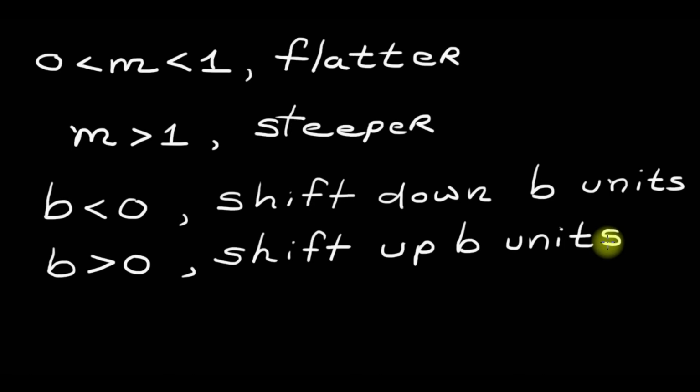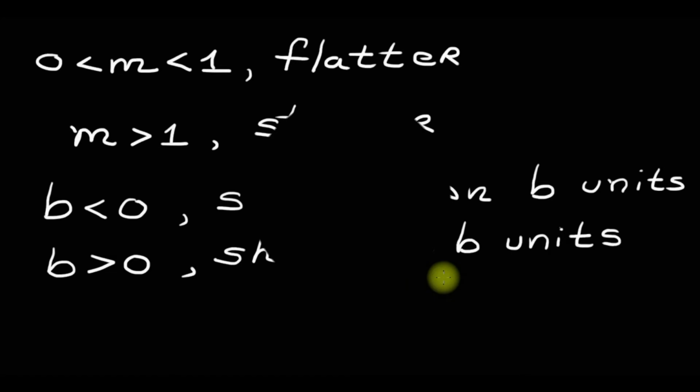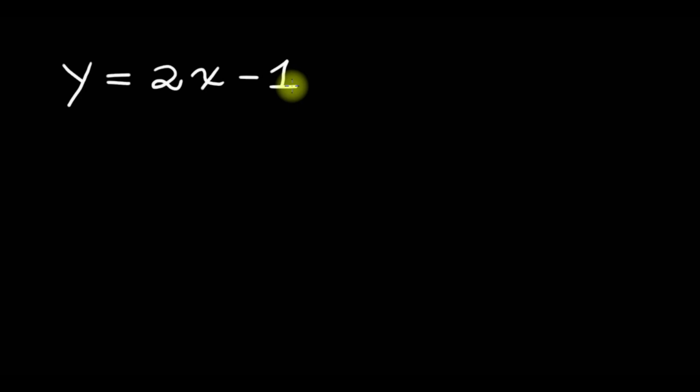So these are the transformations that you need to know for this lesson. Okay, let's say I want to graph y equals 2x minus 1. A linear equation that is in slope-intercept form.